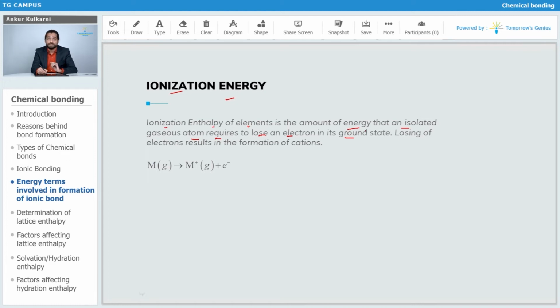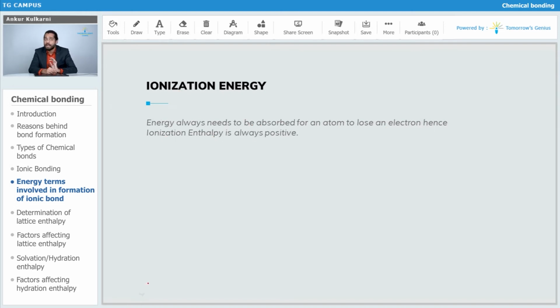By losing the electron, we get the formation of cations, correct? So as you can see, suppose any element M is in the gaseous state. When it loses an electron, we get the formation of a cation, and the energy required to eliminate this electron is nothing but your ionization energy. When the electron is eliminated, energy is getting absorbed by the atom. So energy always needs to be absorbed for an atom to lose an electron. Hence, ionization enthalpy is always positive. The atom will absorb the energy and the electron will go out.